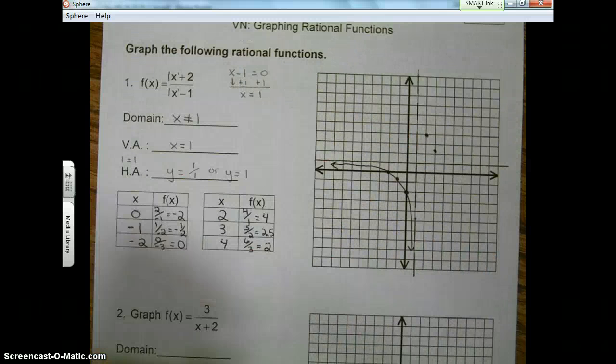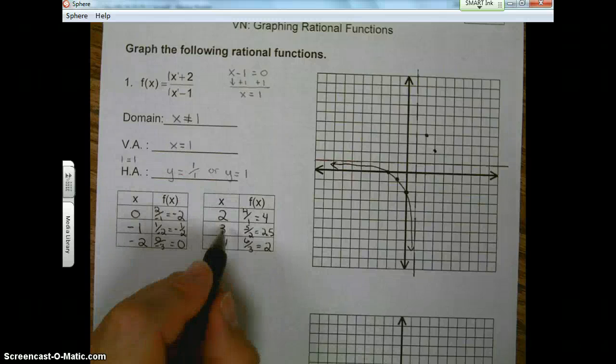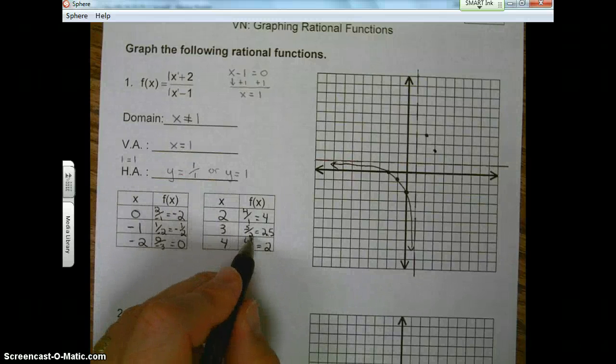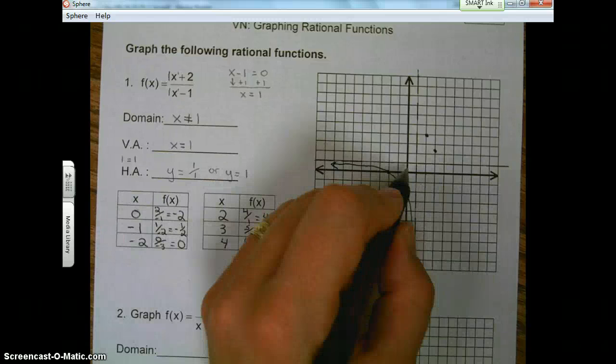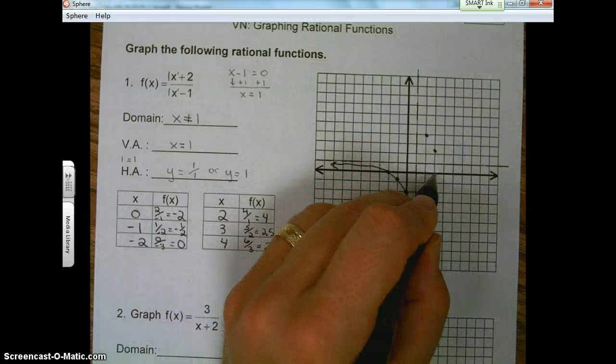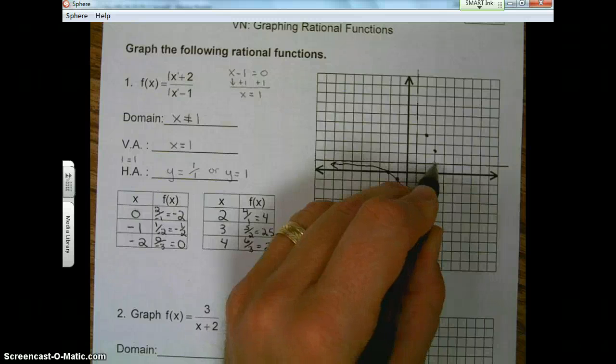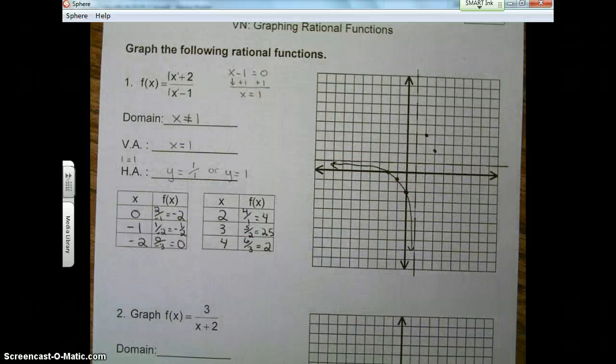That doesn't seem right. Did I make a mistake somewhere? Let's see. 5/2 is 2.5. So 3, 2.5. Oh, I guess so.